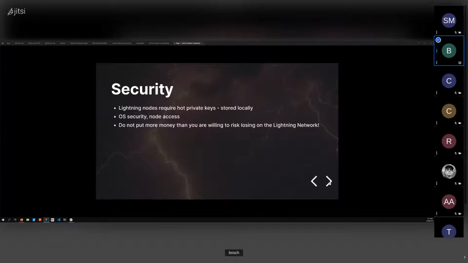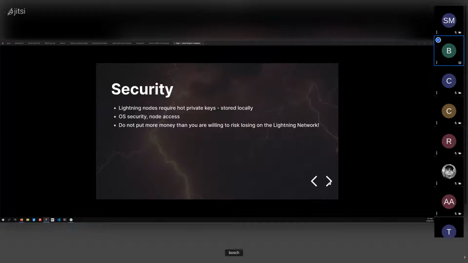So the next thing to consider is security. Like I mentioned before, Lightning nodes require hot private keys, and that's how they work. The nodes are on 24/7 and constantly relaying transactions, and every time a transaction is relayed through your node and channel balances shift, new commitment transactions are signed. So you need those keys active and hot to sign those transactions and share them with the parties that you have channels with.